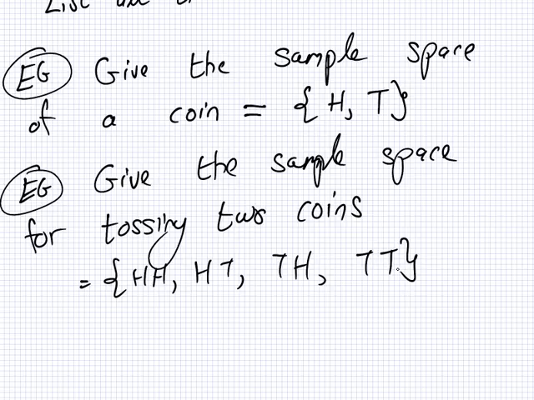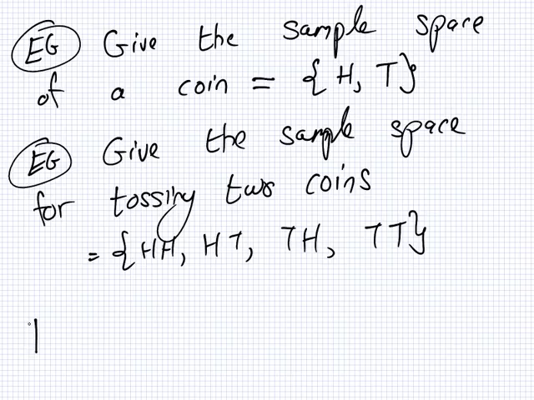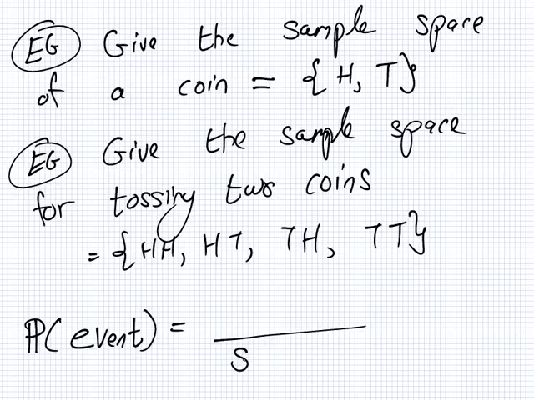Okay, so now that we have a way of calculating sample spaces, we just list all the possibilities. How do we calculate probability? Well, just as a general formula, the probability of an event is equal to the size of the sample space over the number of desired events, the events that you want.